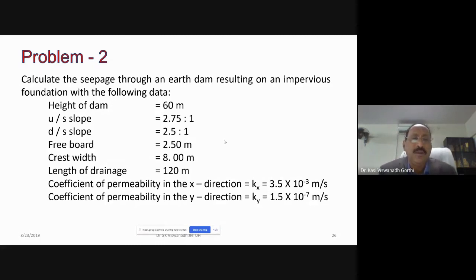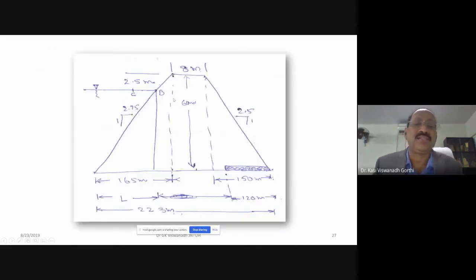Freeboard is 2.5 meters. The crest width is 8 meters. And length of drainage is 30 meters. One point here you need to understand in this problem is that you have two different permeabilities. Permeable anisotropic soils, permeability along x direction, kx, permeability along y direction, ky, are separately given. So you need to have an equivalent section for this earth dam section.